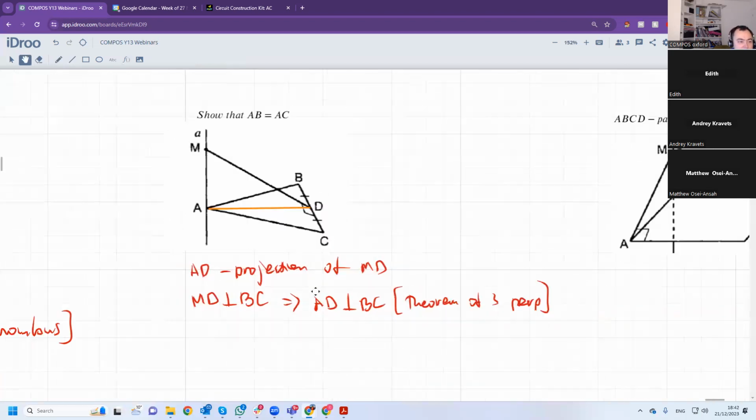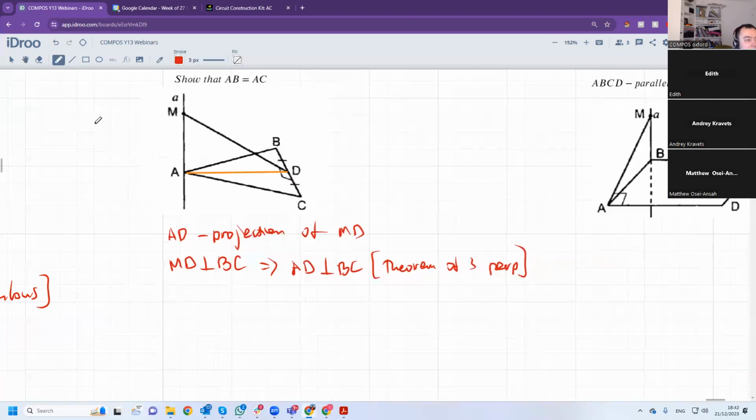All right, so AD is perpendicular to BC, and we have D is the midpoint, and therefore BD is equal to CD. Now, AD is equal to AD, because it is the common side.